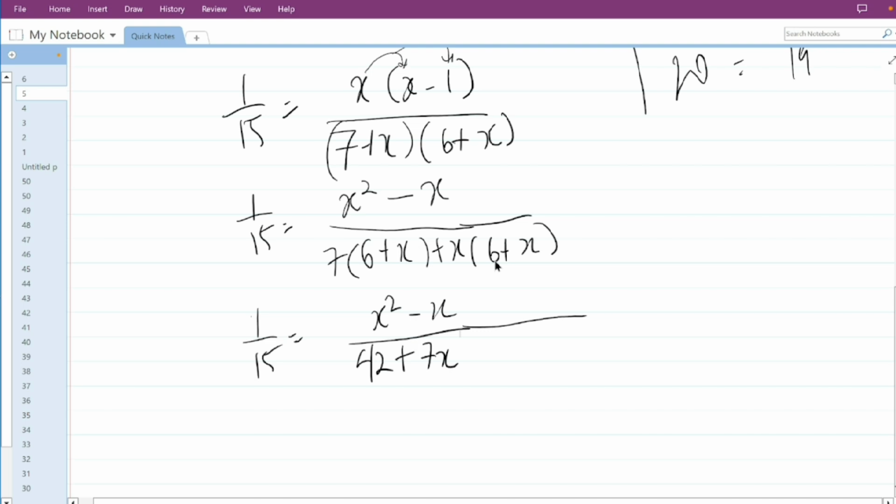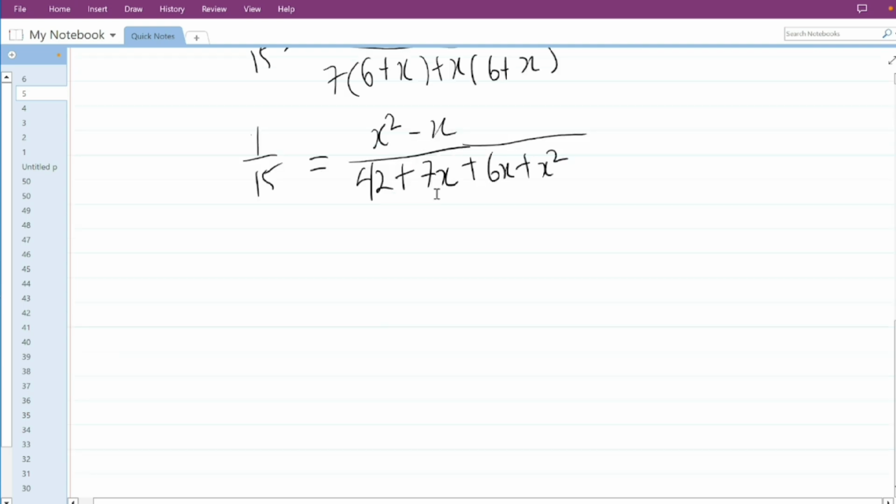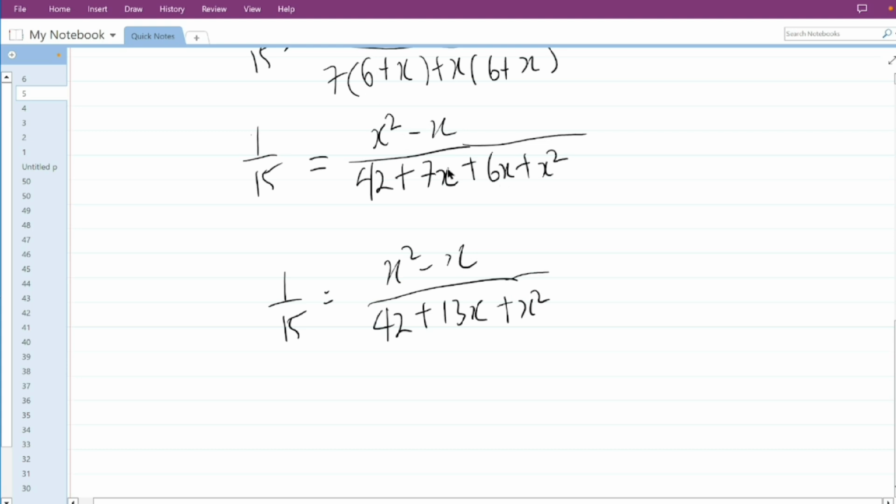Then you have x times 6 and x times x. So x times 6 is 6x, x times x is x squared. At this point we can simplify this part. So we have 1 over 15 equals x squared minus x over 42, then 7x plus 6x. 7 plus 6, then you add the x to the answer. So 7 plus 6 is 13. So we have plus 13x plus x squared. You know they are like terms, and the fact that this is x doesn't mean it's a like term to this. It's squared, so it's from another family, though they have x.